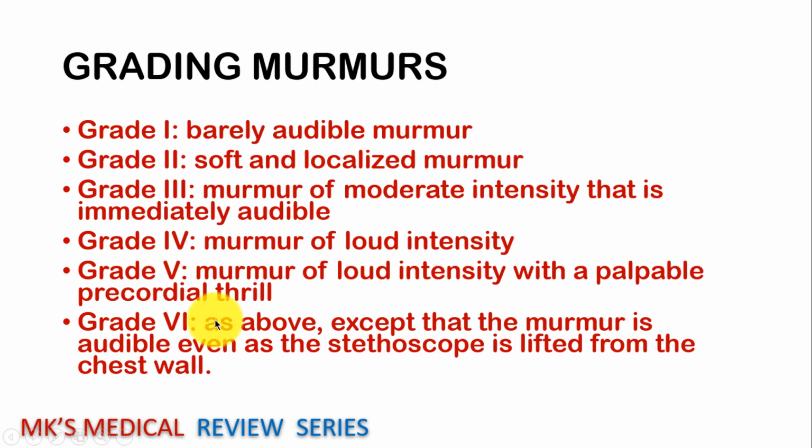Then grade 6 is, of course, just like grade 5, except you can even hear the murmur if you lift your stethoscope just off the chest wall. That's known as a grade 6 murmur.